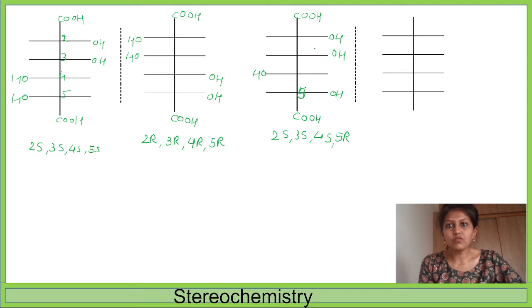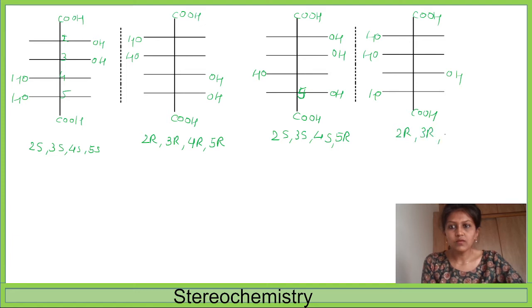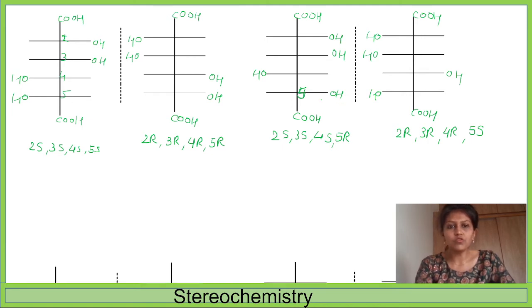Now the next is the mirror image of this third molecule: COOH, COOH, OH, OH, OH and OH. The fourth molecule is the mirror image of the third molecule, so it has exactly the opposite configuration to the third one. So 2S becomes 2R, 3S becomes 3R, 4S becomes 4R and 5R becomes 5S, right? So we only have to find the configuration for one molecule, and then from one molecule you can find the other molecule also.